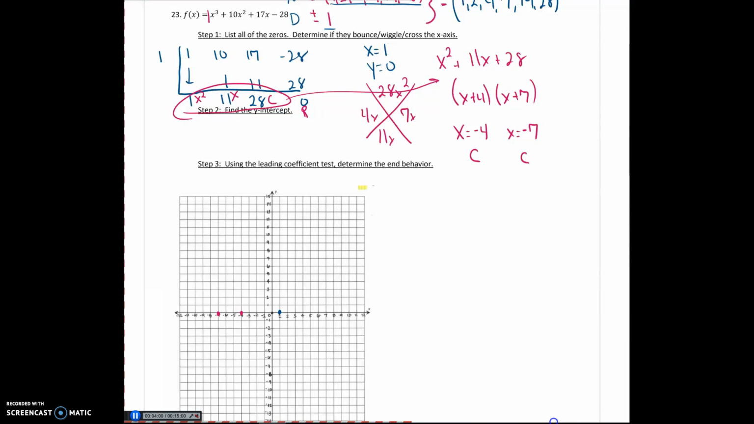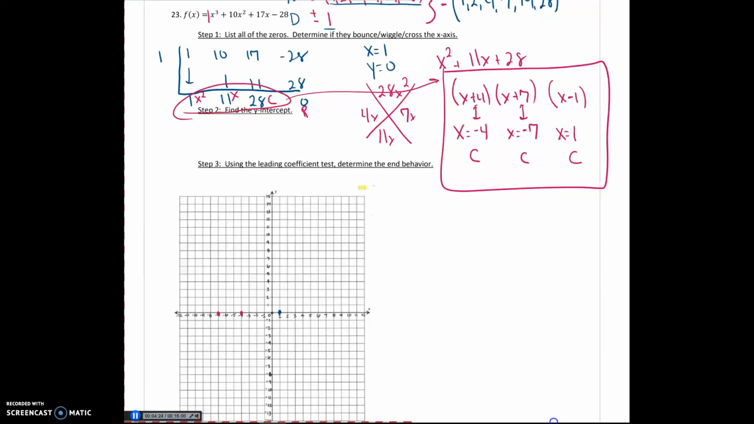Okay. And just as a reminder, we did have that other answer of x equals 1. And on the test, you will have to have a factor for every answer or an answer for every factor. So these are a set, and so I'm just going to make the factor that would have given me this. So this is something you would be looking for. And also, does it bounce, wiggle, cross? And since this also only shows up once, it's going to cross.